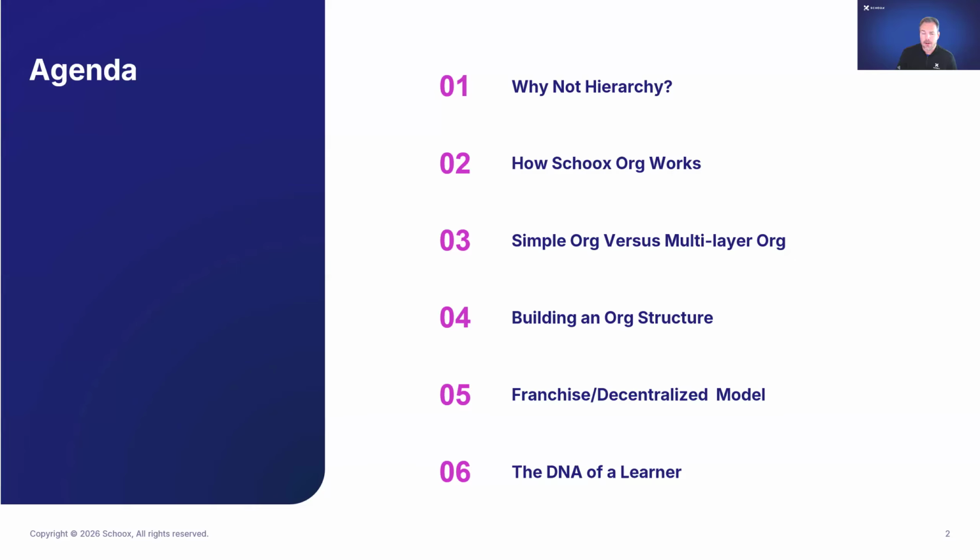And then something that's not often considered, the DNA of a learner. We talk about org structure, but learners actually have their own DNA, and it's very important in Skooks, so it's great to bring those together. So let's jump straight in and talk about why not hierarchy.